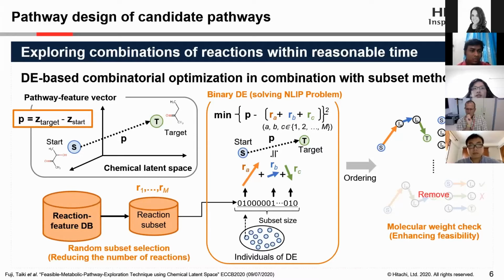All candidate pathways are then constructed by ordering all combinations of the reaction feature vectors in the set. Simultaneously, intermediate compounds in the candidate pathways are reconstructed using the decoder of the VAE. Finally, we remove the unrealistic pathways by molecular weight check.